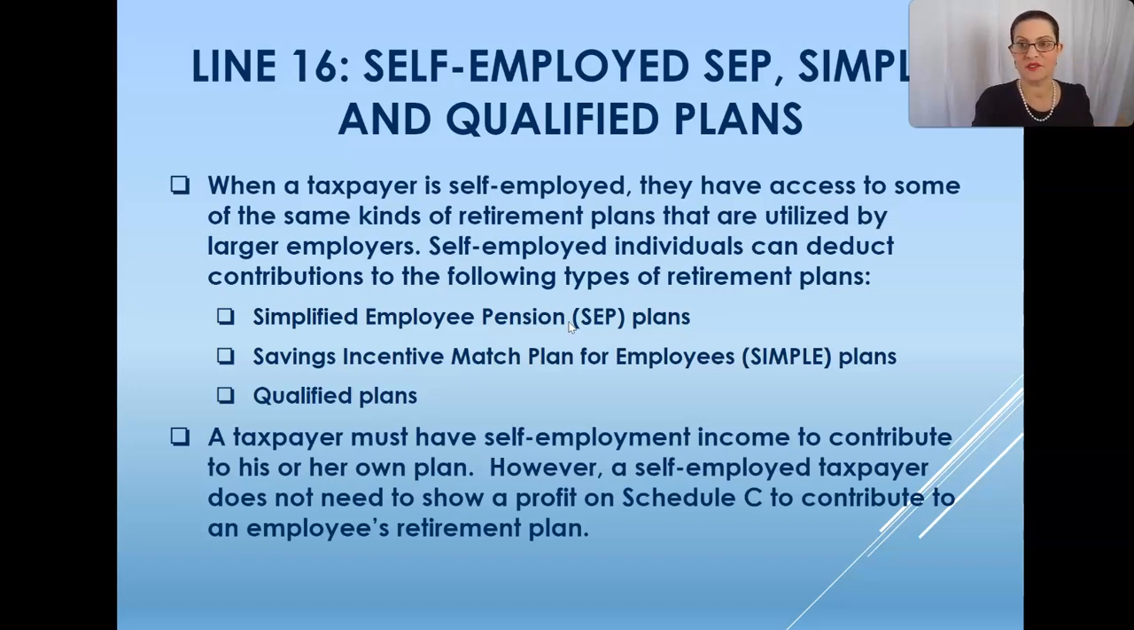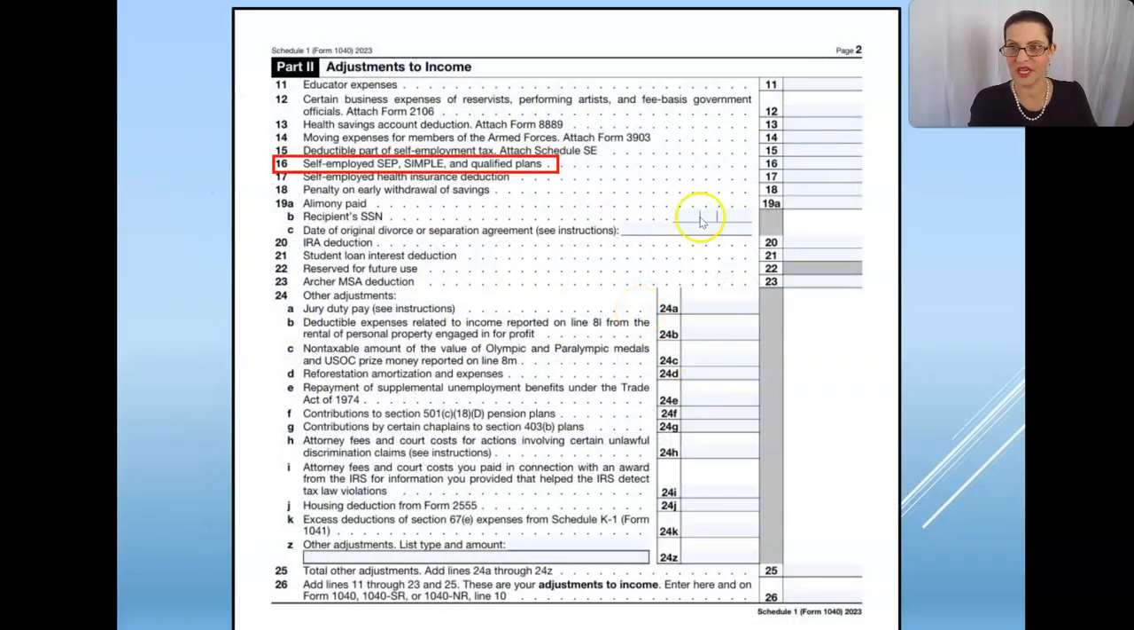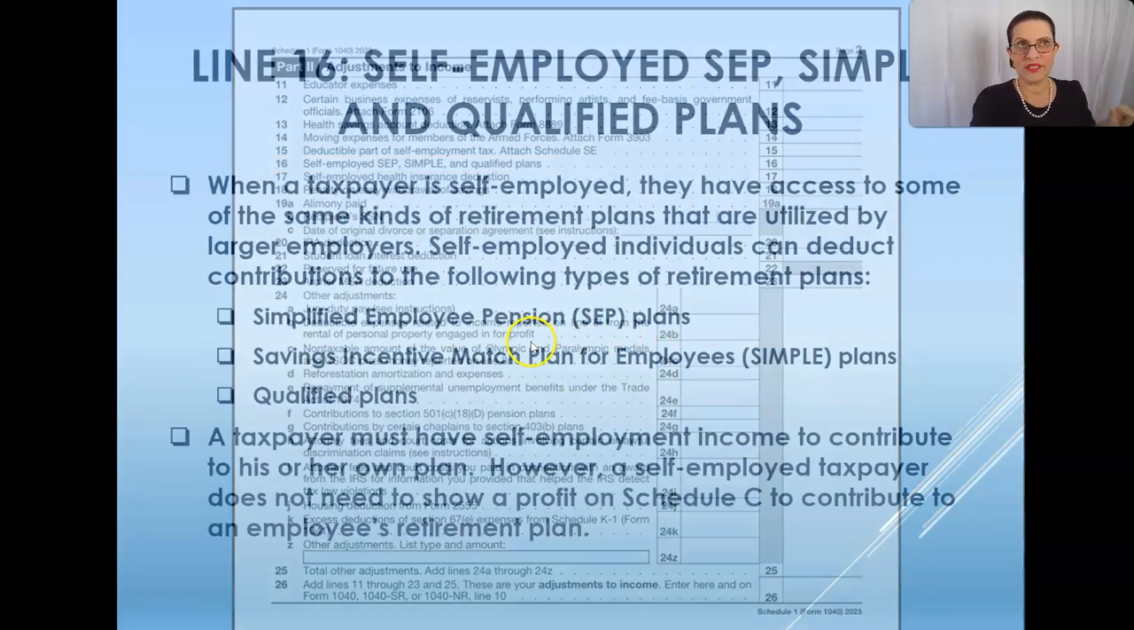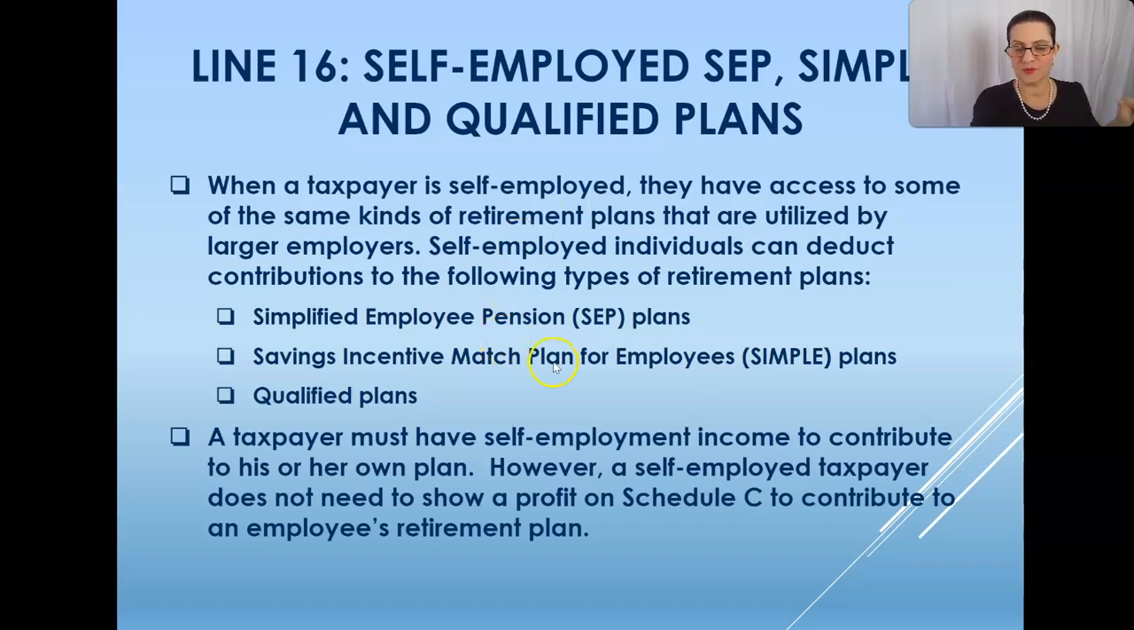Just like the deduction for a traditional IRA contribution, that's also an adjustment to income. But these are separate lines. If you have a self-employed person and they have one of these plans for their business, that's a different line than the deduction for an IRA contribution. And it doesn't go on the Schedule C. The only time you would put a contribution to one of these plans on the Schedule C if you were self-employed is if you were making that contribution on behalf of an employee. And then you take the deduction on the Schedule C.